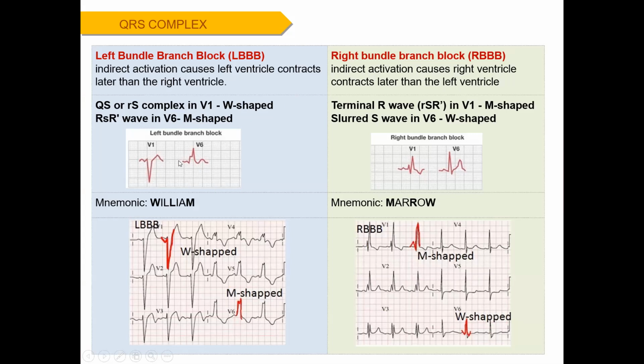Okay, W-shaped. This is M-shaped. For RBBB, you can see there will be the notch, M-shaped, in V1, but in V6 there will be no such M-shaped notch. That is called the RSR pattern. It is seen in V5, V6 in LBBB, or in V1 in RBBB. This is R, this is S, and this is R1. This RSR pattern is in V1.